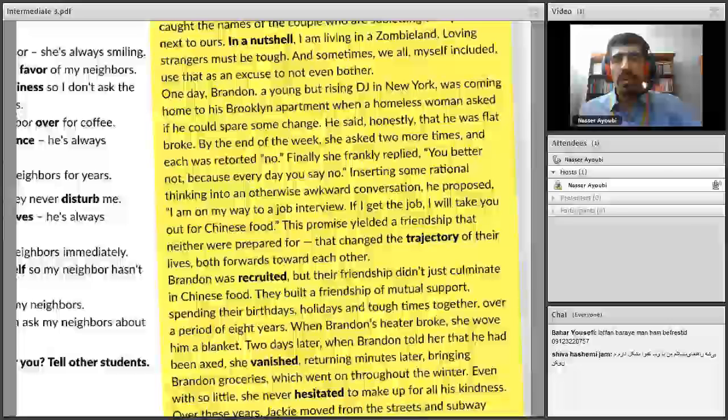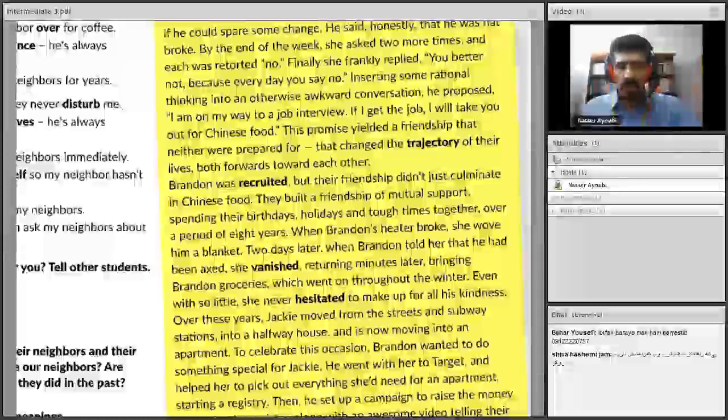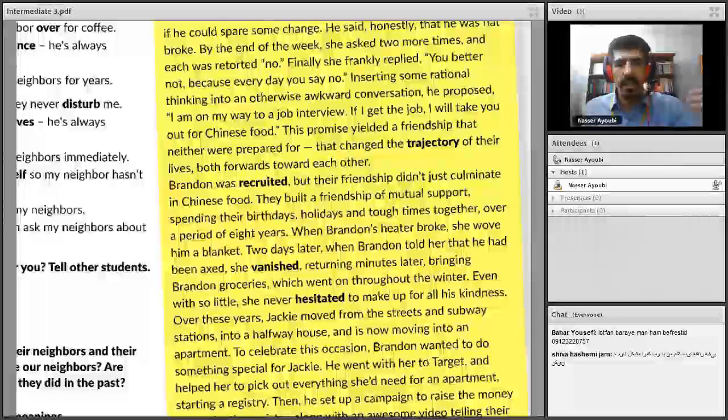That changed the trajectory of their lives. That friendship was like a turning point in their lives, changed the way of their lives, both forwards and toward each other. So this change in their lives was forward, a kind of improvement, and toward each other. It caused them to get close to each other. This friendship caused a very good change. Their lives improved, and they got close to each other. Forward means go ahead. It means they improved in their lives. And toward each other, they got close to each other.